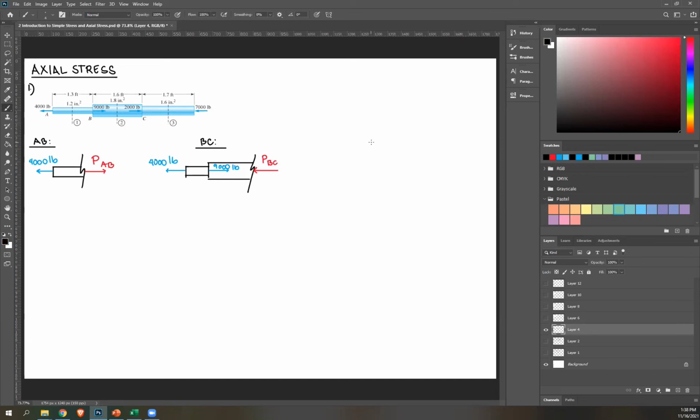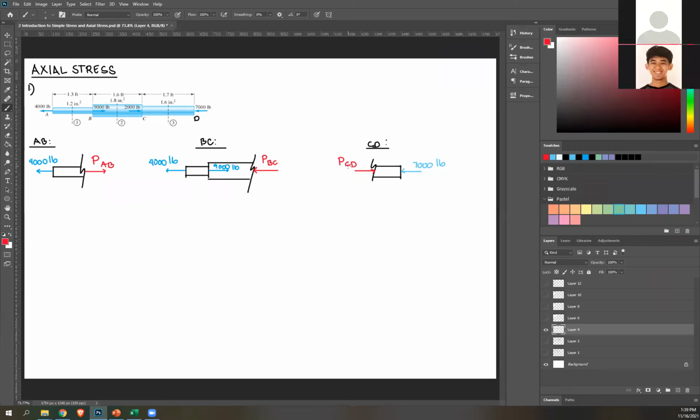And then finally, let's do it for CD. So this should be D. Cutting here and then isolate either left or right. Now, obviously, the easier one is the right side. Let's do that, isolating right. And then again, don't forget your applied force when isolating the right side. We have 7,000 pounds. And then your internal force, I have a force to the left, so my internal force should be to the right to balance that. And then we'll call that PCD. And that's your free body diagrams.